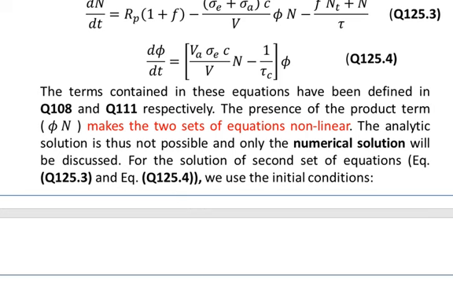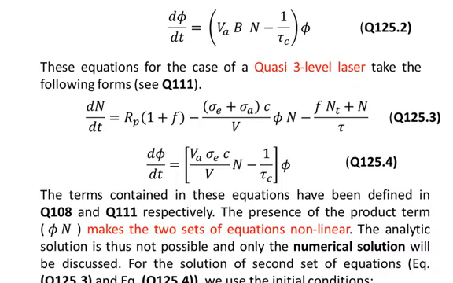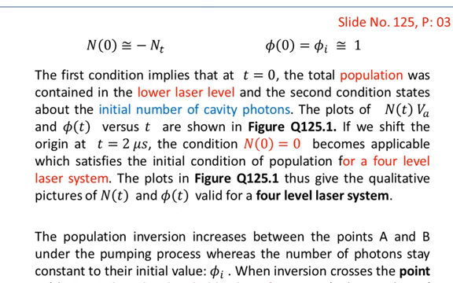So we are going to list down the initial conditions for the case of a quasi 3 level system, which are given over here. That is, the population inversion at time t equal to 0 is equal to minus Nt, where Nt is the total population present in the lower laser level. Because you see that in a 3 level laser system, initially there is no population present in the upper laser level, and all the population will be present in the ground level, which is all in the lower laser level, which is also the ground level in a quasi 3 level laser system.